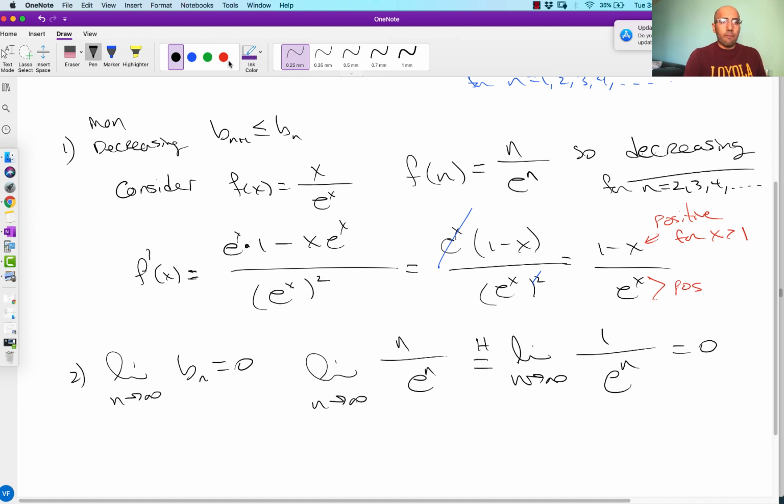So we've shown both that it is decreasing as well as that the limit equals 0. So by the alternating series test, we can conclude that our series does converge. So the series n times e to the negative n, as n goes from 1 to infinity, converges.